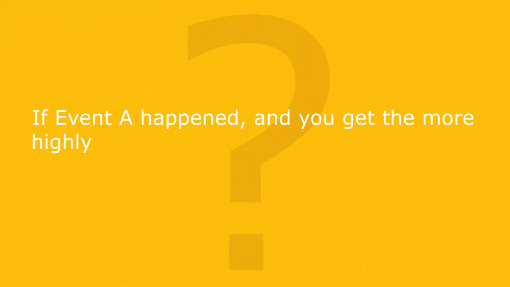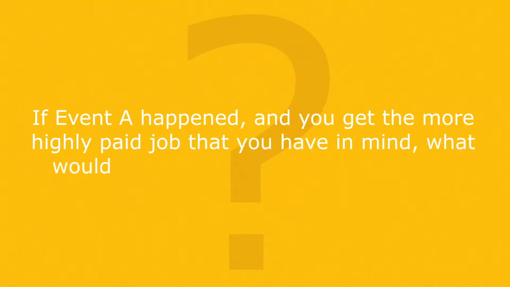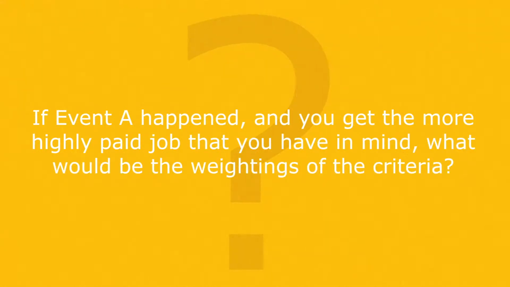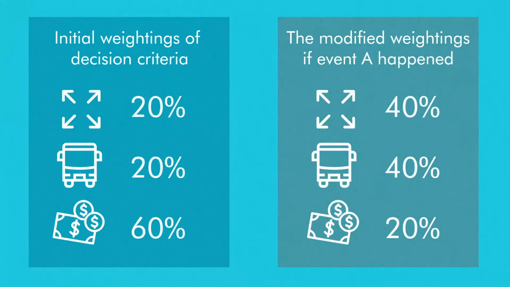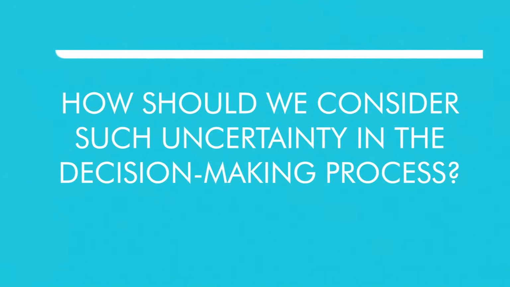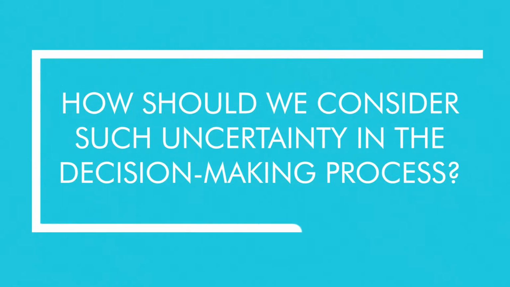Now, you need to answer this question. If event A happened and you get the more highly paid job that you have in mind, what would be the weighings of the criteria? Let's say if this happens, the weighings of the importance for size, accessibility, and price will become 40%, 40%, and 20%. Now the case becomes interesting because you have 2 different sets of weighings depending on what may happen in the future. The question is, how should we consider such uncertainty in the decision-making process?